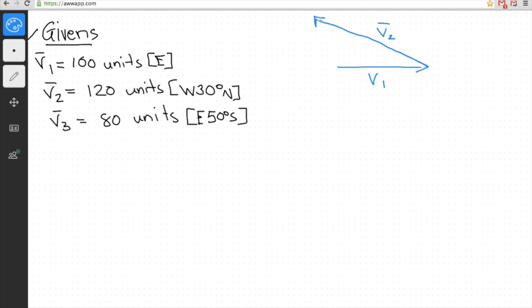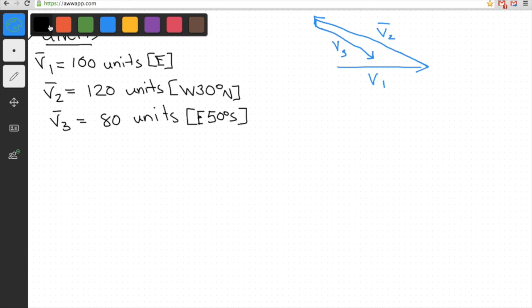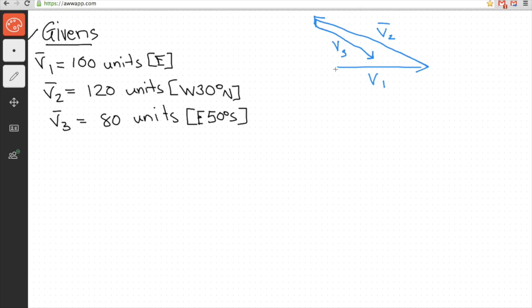And then V3 is going east, but then it's going 50 degrees south, and it's a little bit shorter. It's going to get kind of messy here, so I'll just put it somewhere like this. Because I'm eyeballing it, we don't know for sure what's happening with the resultant, but if this is correct, then our resultant would begin where our first vector began and would end where our last vector ended. So that's our resultant, which is the sum of these three vectors.